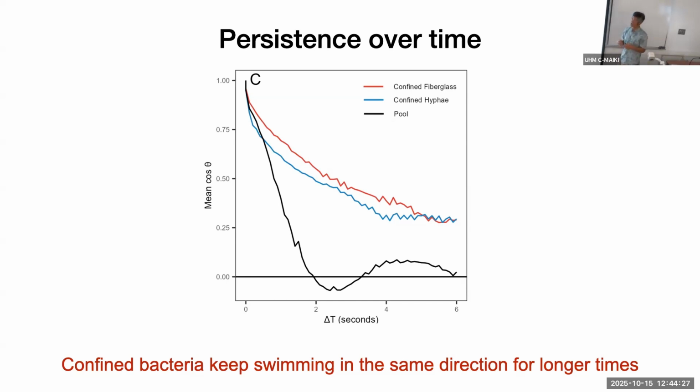And here I'm looking at how quickly it decays to 0. This gives an indication of what's known as persistence time, how long bacteria tend to move in the same direction. If we look at this in a deep pool of water, it is a pretty rapid decay. You have to wait only about 1 second or so, and then the bacteria will no longer be moving in the same direction. In contrast, in a thin film of water around fiberglass and hypha, these curves decay more slowly. They do eventually change direction. They can reverse direction, and we see this, but it takes a much longer time. You have to wait 5 or 10 seconds for bacteria to change direction.